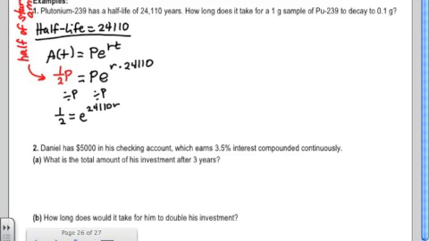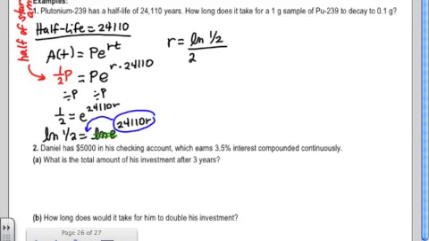What cancels with e? Log. Natural log. So let's do natural log of both sides. That's log base e. As soon as you take the log of one of the sides, you can pull the exponent to the front. So this exponent's now going down, and the natural log of e is just 1. Log base e of e, so that's gone. So I have natural log of 1/2 equals 24,110 r. So that means r is equal to natural log of 1/2 divided by 24,110.